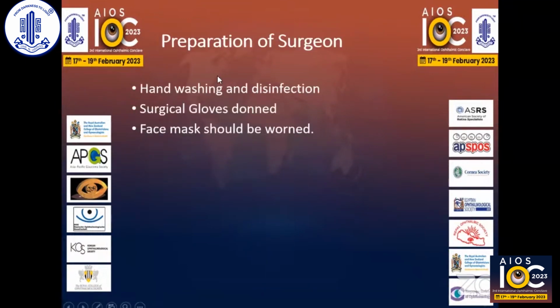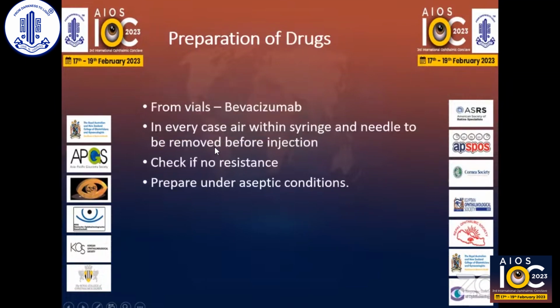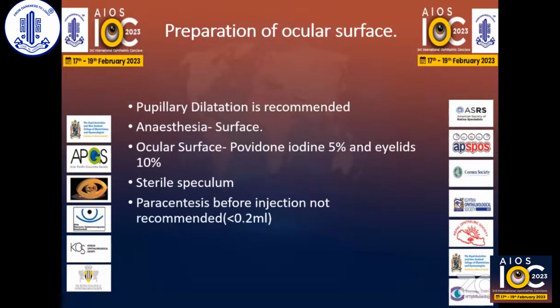Before giving injection, surgeons should wash their hands and use disinfectants. Surgical gloves should be donned, face masks should be on. Preparation of the drug. As I have given bevacizumab in different eyes, it should be taken from the vial, and in every case the syringe needle should be removed before injection, and any resistance should be checked before giving. Preparation is in aseptic condition.